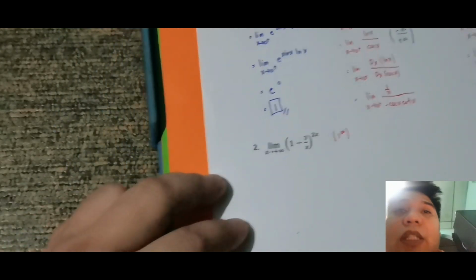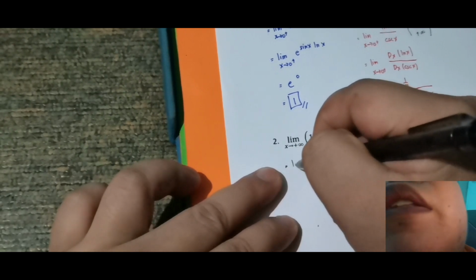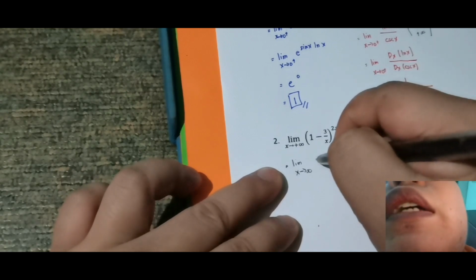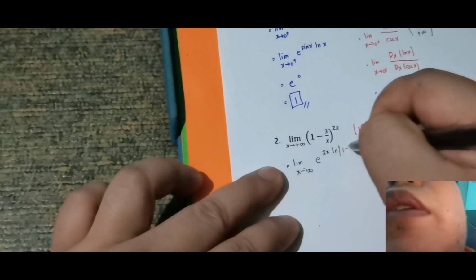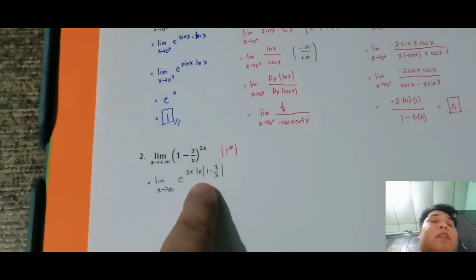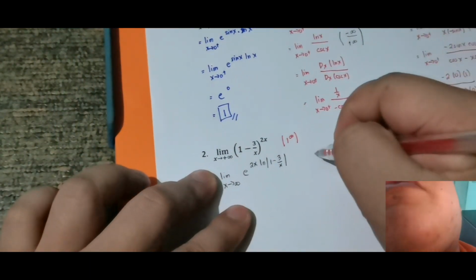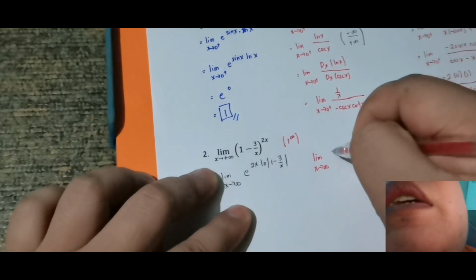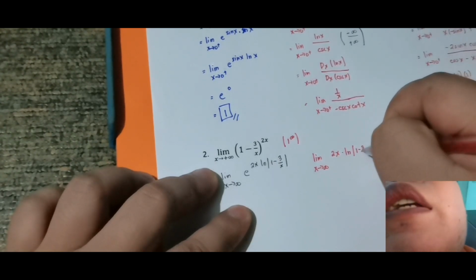So paano ulit yun? This is just equal sa, gamit tayo ibang ballpen. Hirap magsulat. This is just the limit as x approaches positive infinity ng e raised sa 2x tapos ln of 1 minus 3 over x. Yan ang goal natin. So kukunin natin muna ang limit nito. So kukunin natin yung limit as x approaches infinity ng 2x times ln of 1 minus 3 over x.